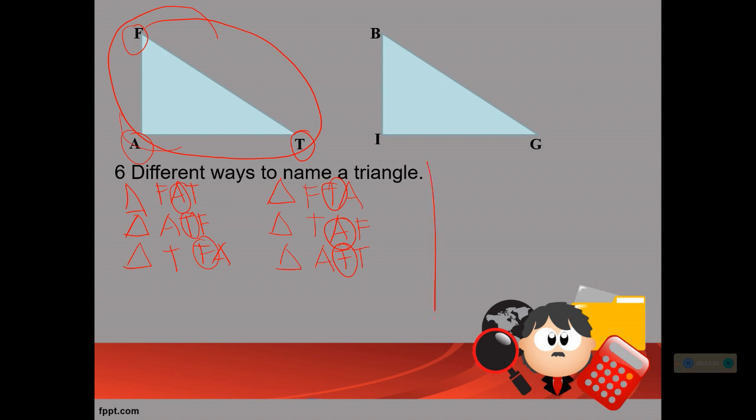Okay? And of course, on the second triangle, you may have triangle BIG, triangle IGB, triangle GBI, or triangle BGI, triangle GIB, or triangle IBG. Okay? So again, in a triangle, you have 6 different ways on how you are going to name that triangle. Okay? So I hope it is clear.